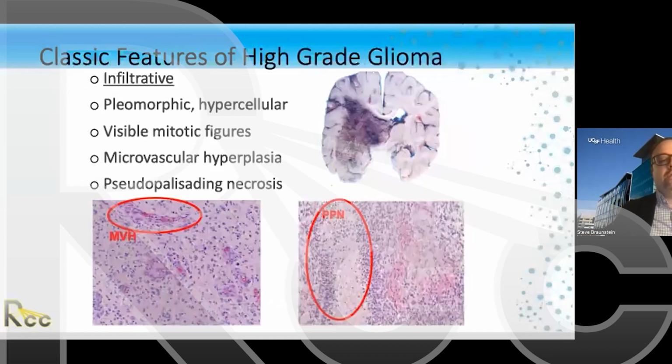So among the clinical features of high-grade glioma, again, they are infiltrative tumors. In terms of the histopathology, they're pleomorphic, hypercellular. Pathologists can observe visible mitotic figures representing a fairly high proliferation index. They can see vascular development, microvascular hyperplasia, and the characteristic of pseudopalisading necrosis, and that's shown here on some of these histopathology micrographs.